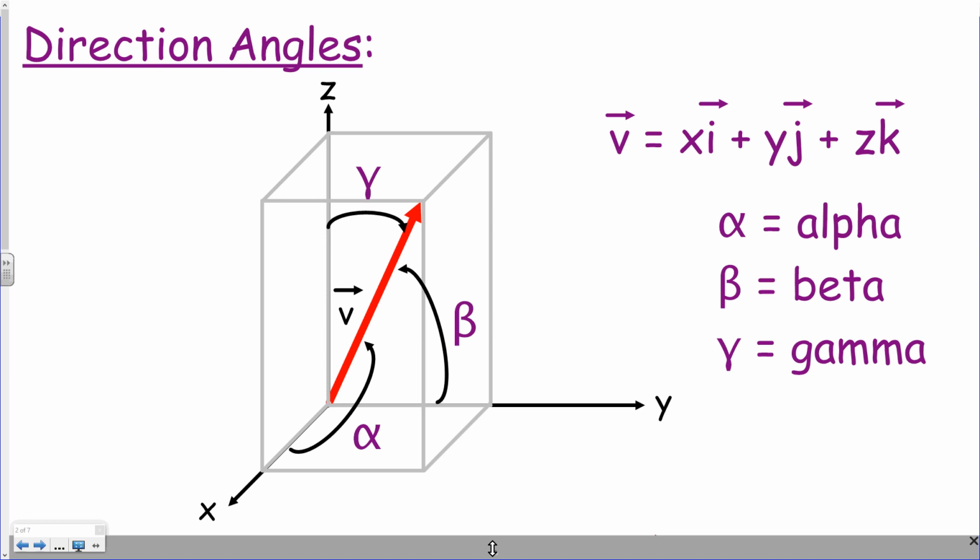But the critical part for us to talk about right now is the angles that we measure. We measure the angle between the x-axis and our vector, and we call that angle alpha. That's the Greek letter alpha. Then we measure the angle between the y-axis and our vector, and we call that angle beta. That's the Greek letter beta. And finally, we measure the angle between the z-axis and our vector and call that angle gamma. That's the Greek letter gamma. So alpha, beta, and gamma are our three direction angles for a vector in three-dimensional space.